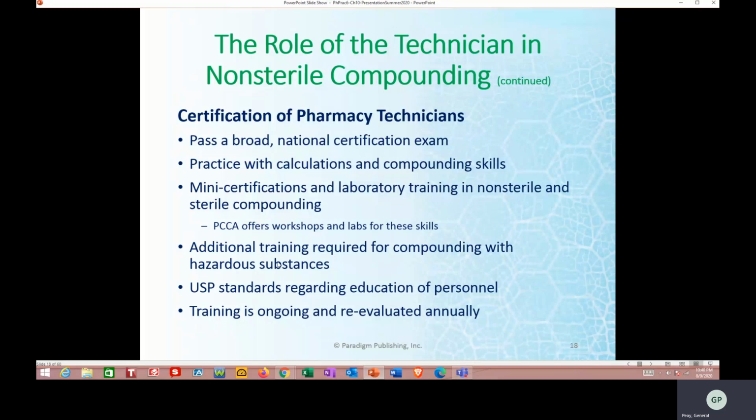Additional training is required for compounding with a hazardous substance. So this is just more of a CE training. USP standards regarding education of personnel: training is ongoing and reevaluated annually, so you have to do CEs every 2 years just to keep up to date with all the new procedures and practices.